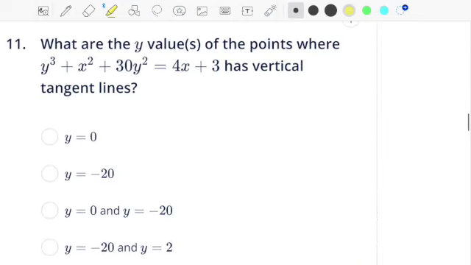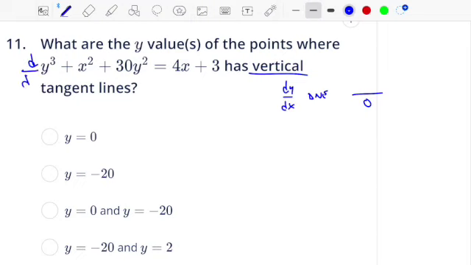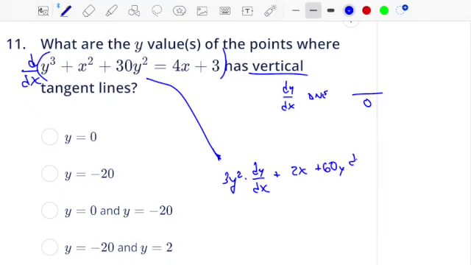Number 11, y values where that has vertical tangent lines. Vertical tangent lines, that is dy/dx does not exist. That's where we're going to be dividing by 0. So I'm going to take the derivative with respect to x. That's going to give me 3y squared times dy/dx plus 2x plus 60y dy/dx equals 4, and that gives me nothing.